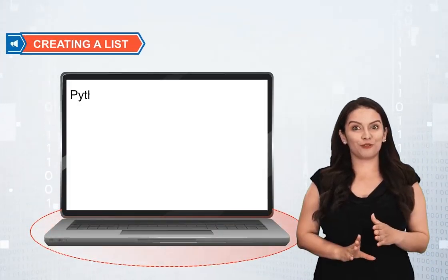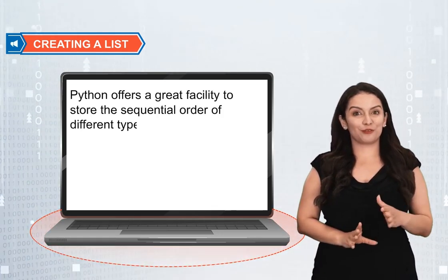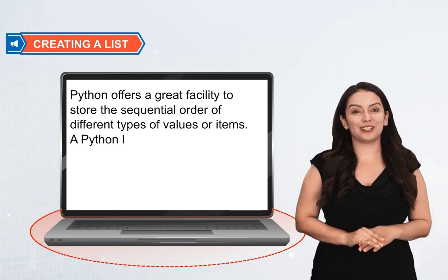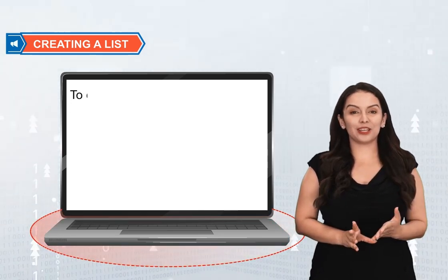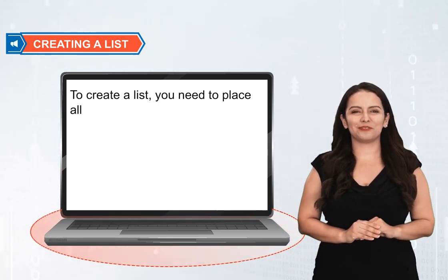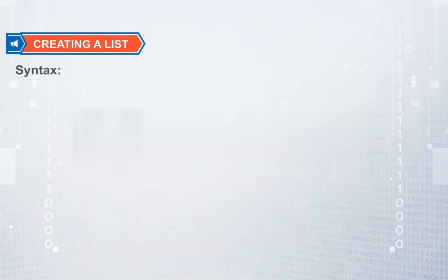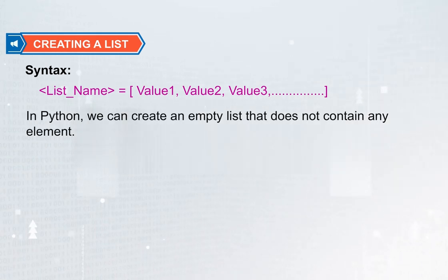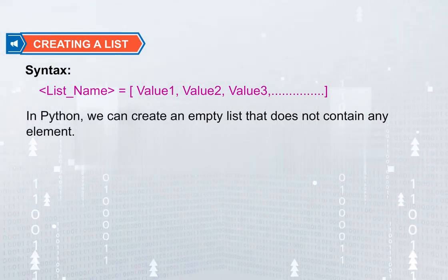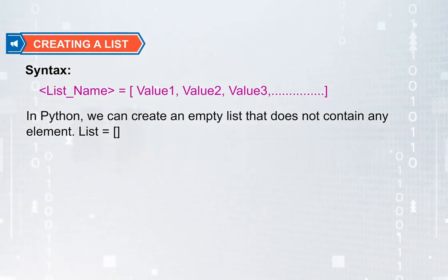Creating a list. Python offers a great facility to store the sequential order of different types of values or items. A Python list allows us to change the elements after they have been generated. To create a list, you need to place all the elements separated by commas inside square brackets. Syntax: list_name = [value1, value2, value3, and so on]. In Python, we can create an empty list that does not contain any element. list = [].